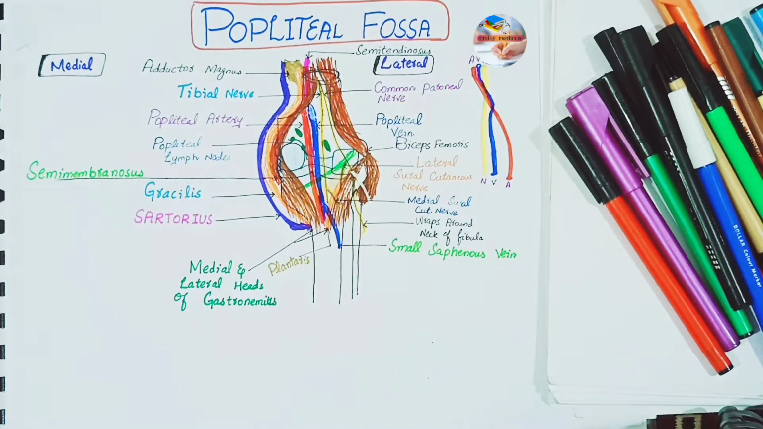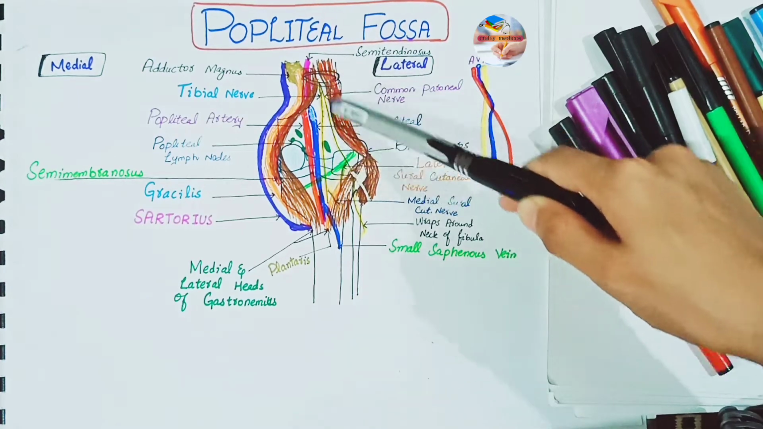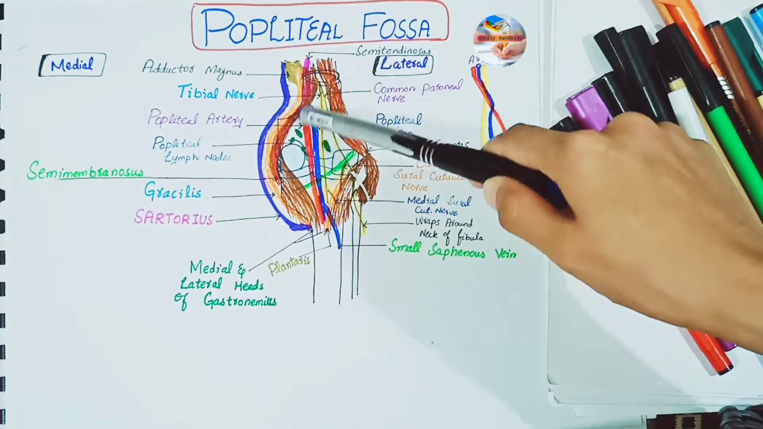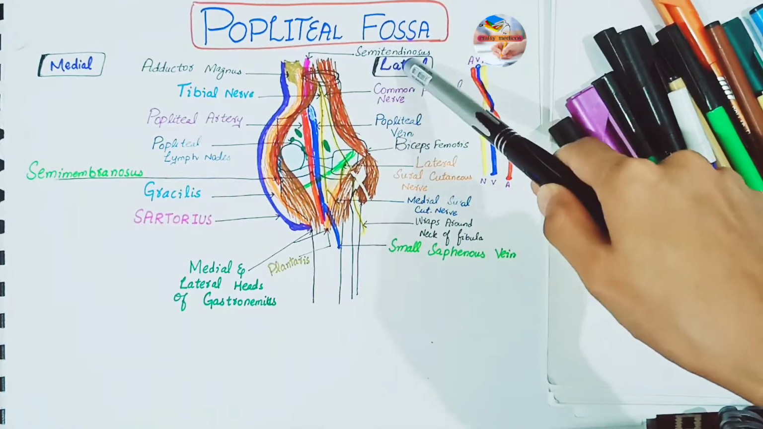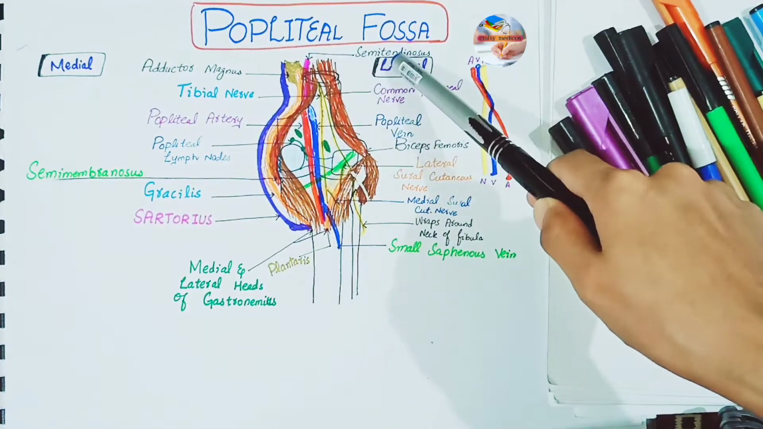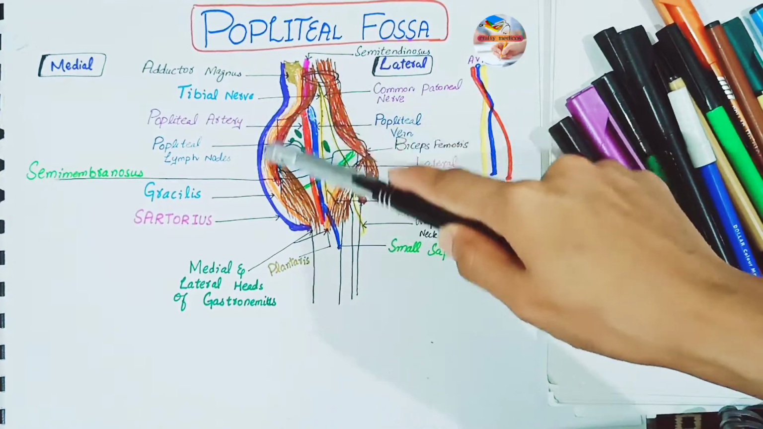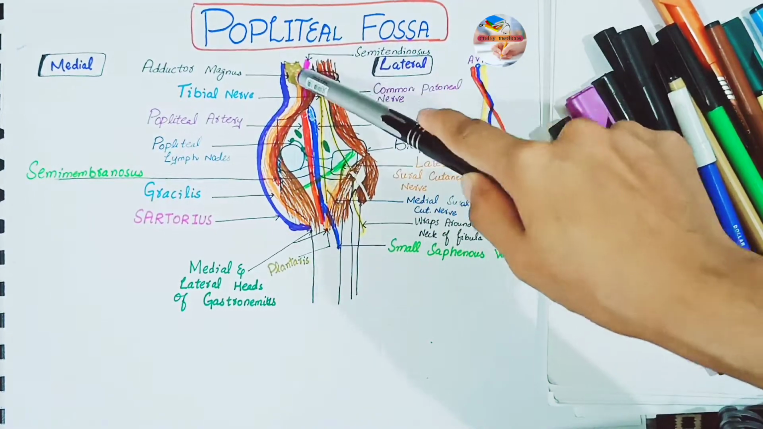Let's discuss the boundaries of the popliteal fossa. It is bounded supralaterally by the long head of the biceps femoris and supromedially by the semimembranosus and semitendinosus. Semitendinosus has a long tendon of insertion, that's why it's called the semitendinosus. Here in pink color you can see semitendinosus, and supplemented by the gracilis, this orange color muscle gracilis, purple color muscle sartorius, and adductor magnus.